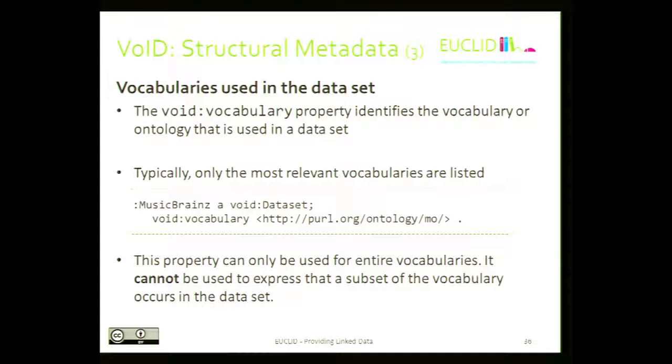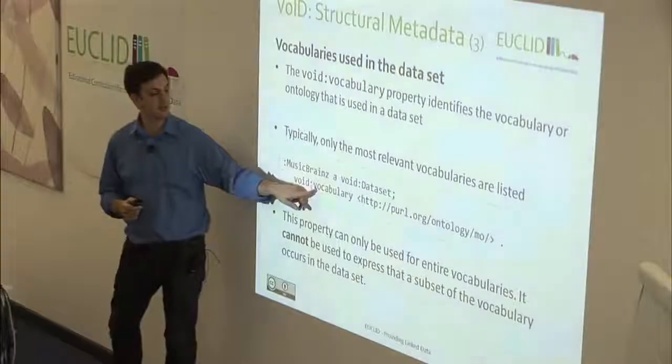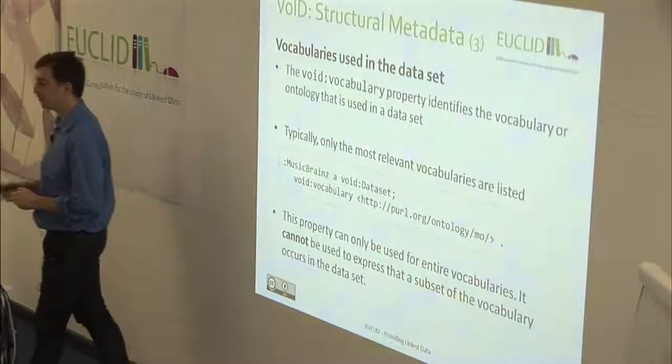The void:vocabulary property lets us point at vocabularies that are used in encoding the classifications and the relationships in the data set. Usually, we use it to point only at the primary vocabularies that are used, not the ones that are occasionally but kind of non-significantly used. So the most interesting thing that one could tell someone about our encoding of the MusicBrainz data set is that its vocabulary is the Music Ontology.